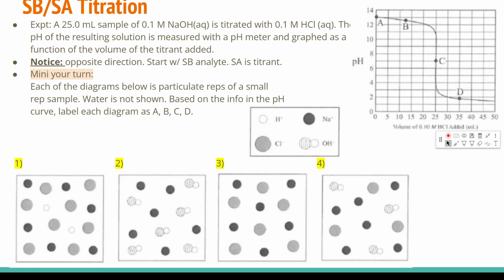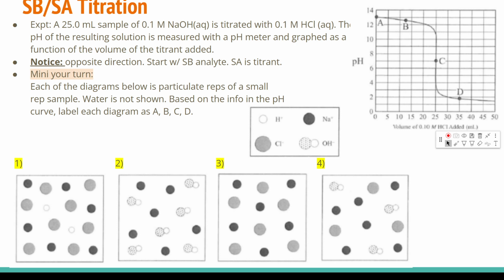Okay, ready? I don't have a slide for the answer, so I have to tell you. Number 1 is point D. Number 2 is point A. Number 3 is point C. It's all neutralized. And number 4 is point B, where you have half base and half neutralized. Cool.